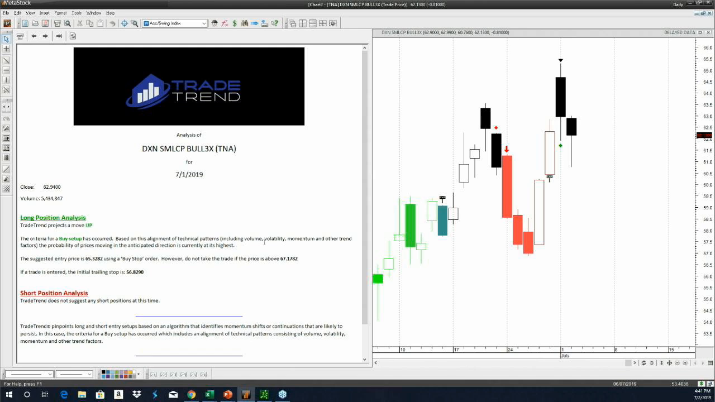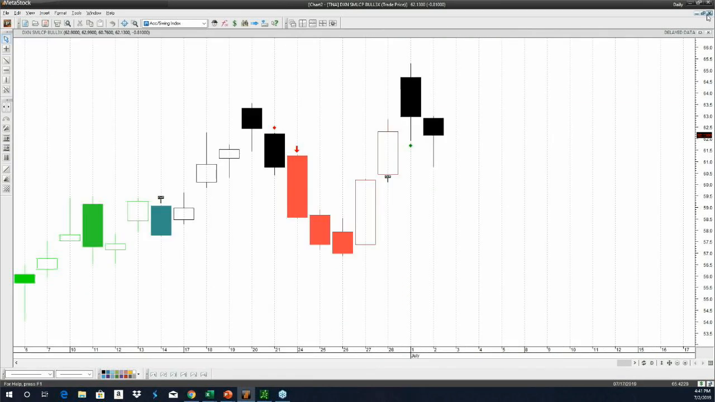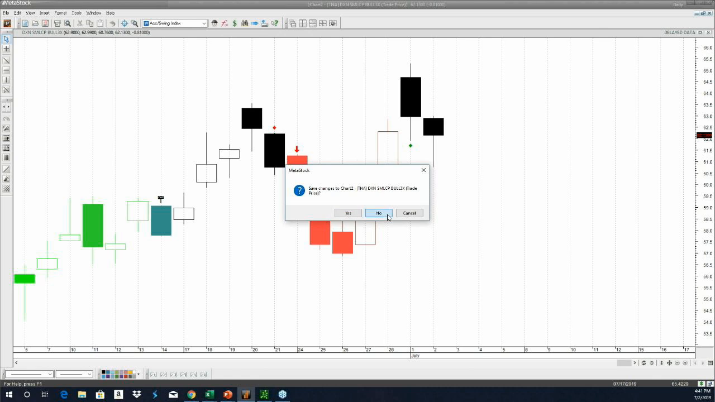And we can look at some other examples, but this is what you want to be looking at, is the suggested entry price to select your strike price. Okay. All right, so let me close this chart out.